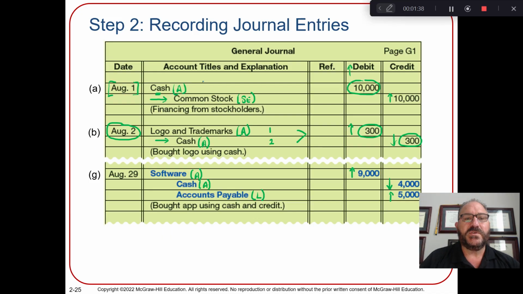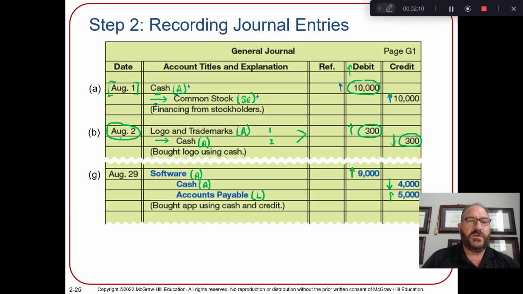So on August 1st, cash, which is an asset, increased. So notice it increases with the debit, right? And common stock, notice how it's indented. So this is the debit, this is the credit. The credit is always indented. That's what this arrow is here for. And notice $10,000, that increased as well. This A stands for asset, and it's increasing. This SE is stockholders' equity, and it's increasing.